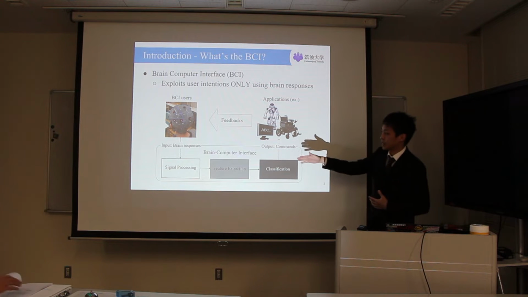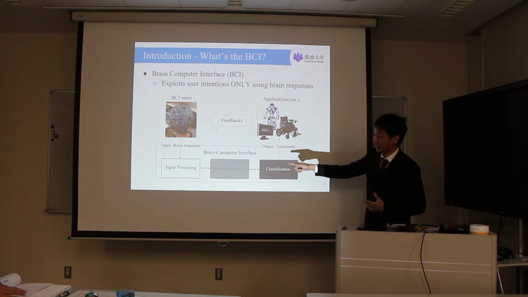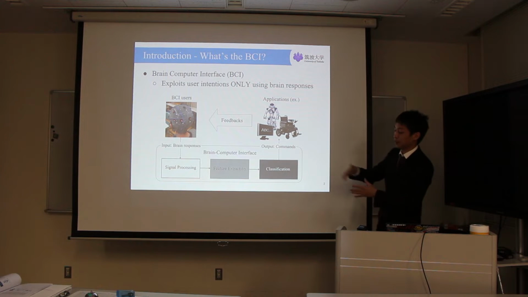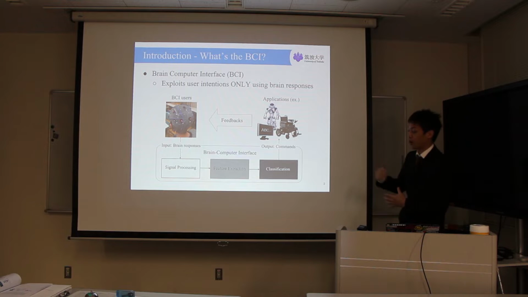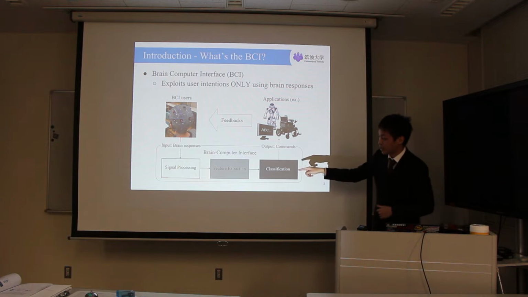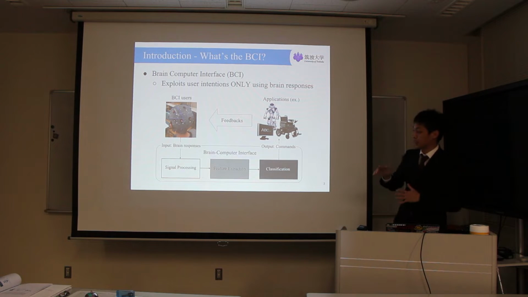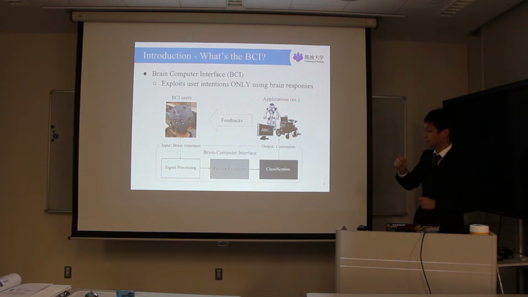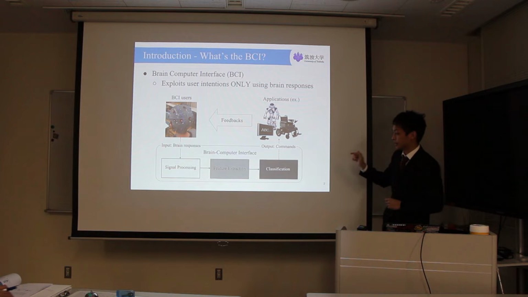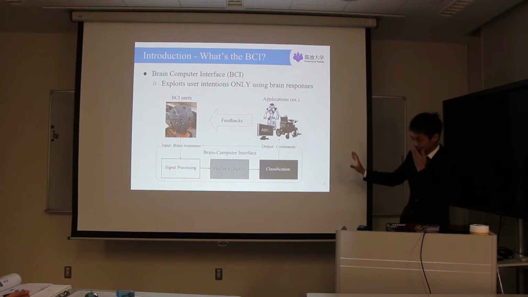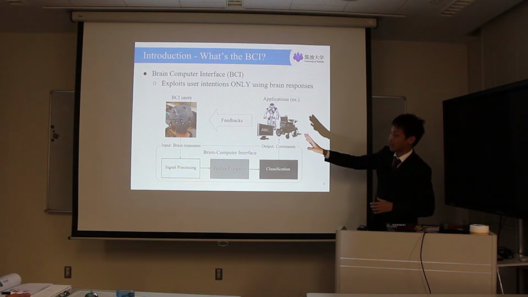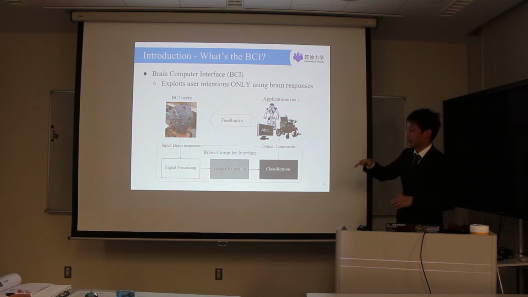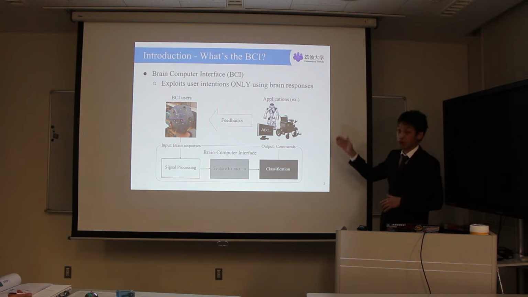The BCI receives the human brain waves in the signal processing section, and the brain waves are pre-processed before being converted to feature vectors in the feature extraction section. And finally, those feature vectors are classified by a machine learning algorithm in the classification section. If it successfully understands what the BCI user is thinking about, the BCI can send any command to the applications.